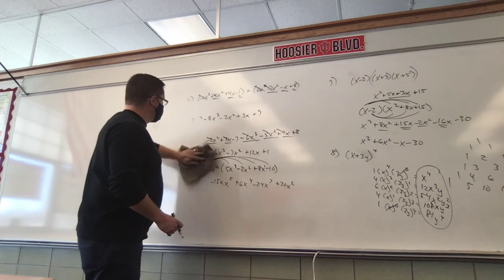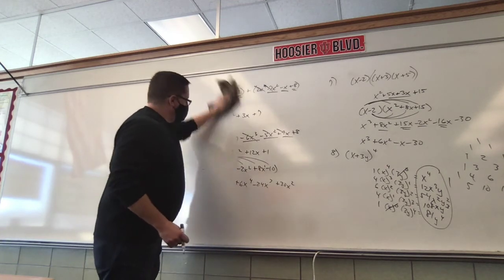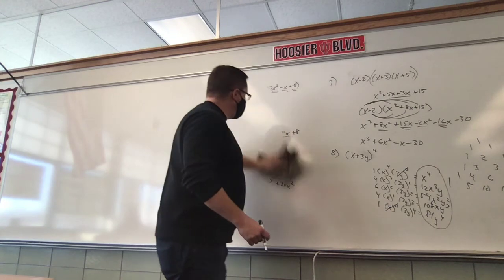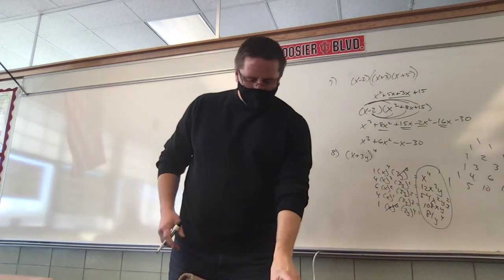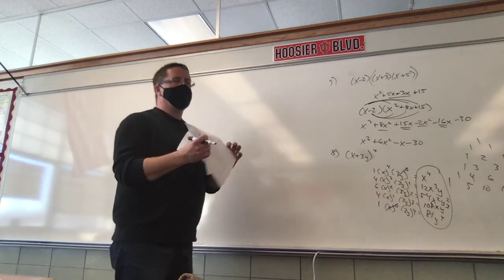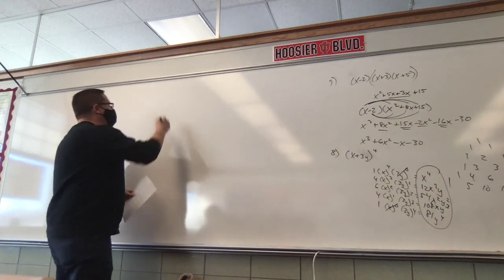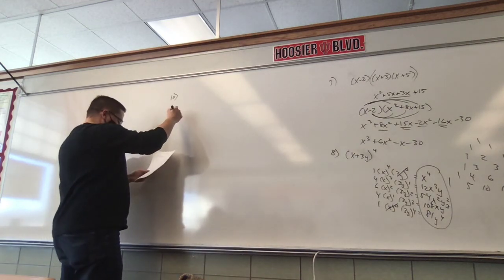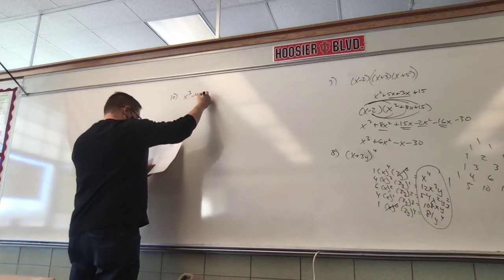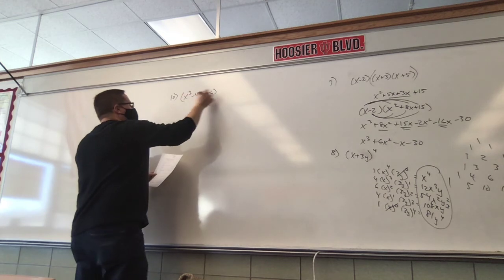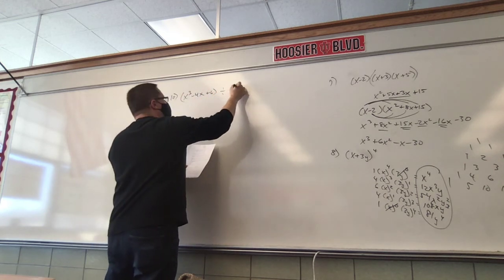So, okay. Let's do this. I want to do number 10 first, then if we have time, we'll do number 9. I want to get through all the first page here. Let's do number 10. It says x cubed minus 4x plus 6 divided by x plus 3.